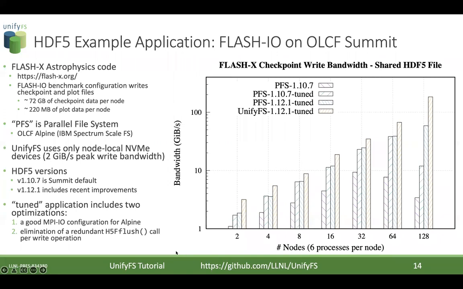So the tuning was, back when we very first ran this, we noticed that neither the parallel file system nor UnifyFS was providing the kind of I/O performance that we expected to see. And so that's that first PFS-1.10.7 line. And so you get to about 30 nodes and it falls off, and that's nowhere close to the behavior that you should see with a parallel file system.